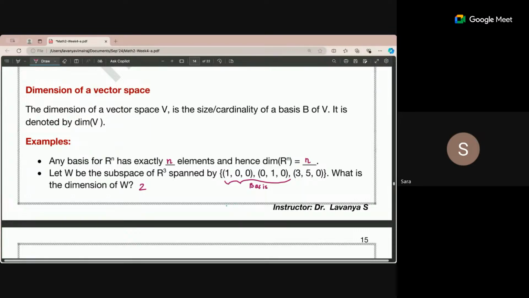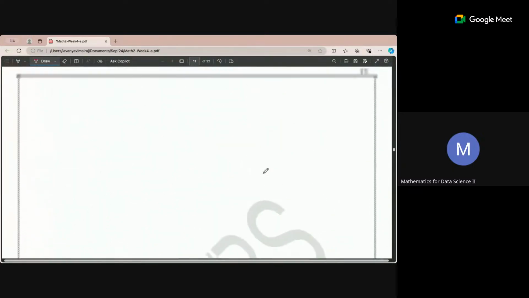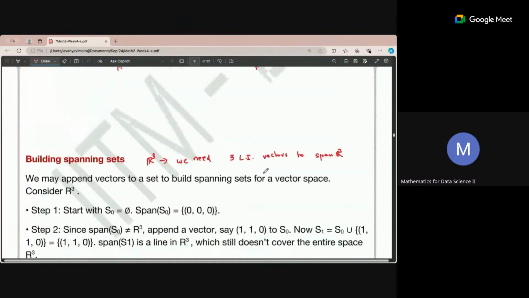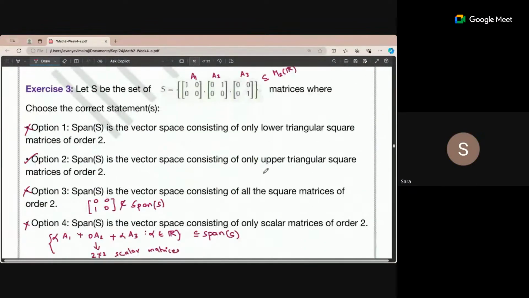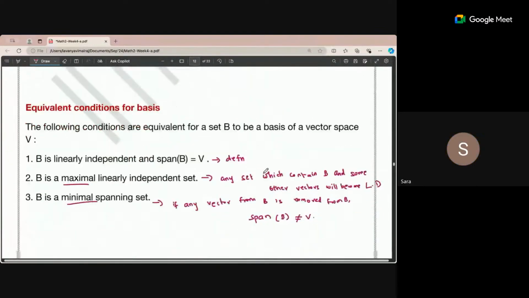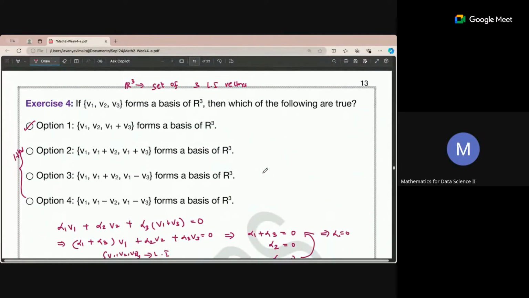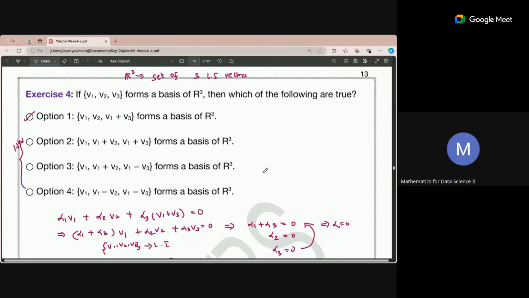Ma'am, that first exercise, can you show again? Yes. So exercise 1. No, not this one. Which one are you talking about? That basis one. This one. Yeah, F4. Any doubts in this? Okay. No.